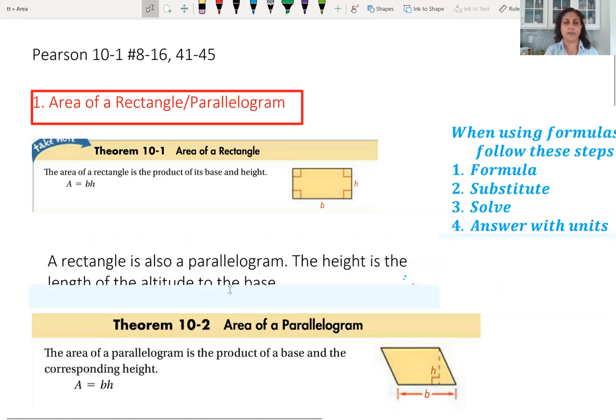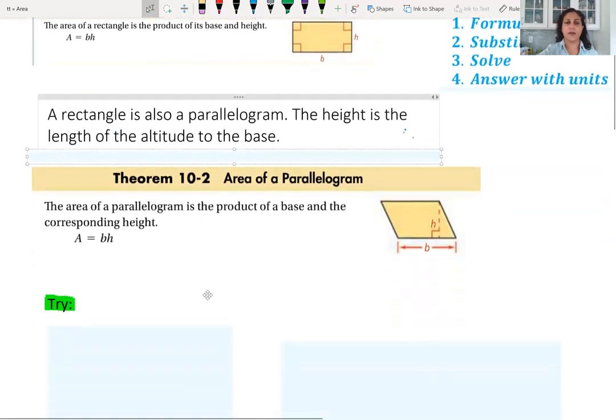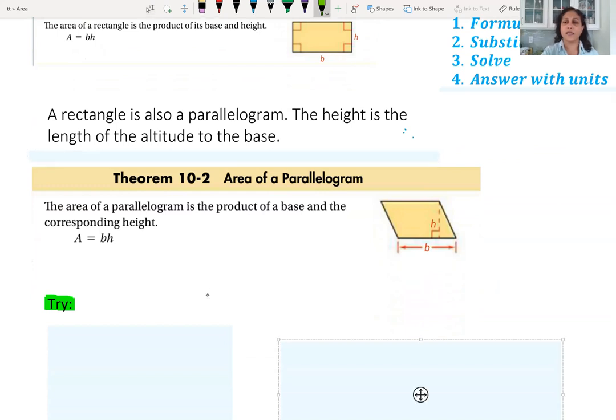And it turns out that the rectangle is also a parallelogram, and the height is the length of the altitude to the base. So when we have the area of a parallelogram, we make sure that it is still base times height, but we make sure that we don't use the side length as its height. You want to make sure you're using the perpendicular height, which looks like that.